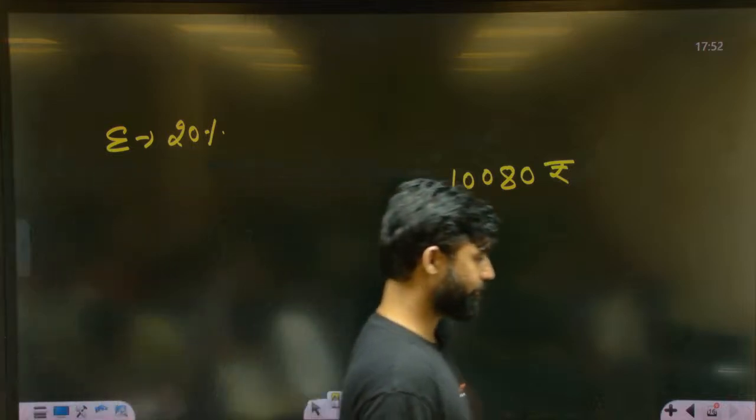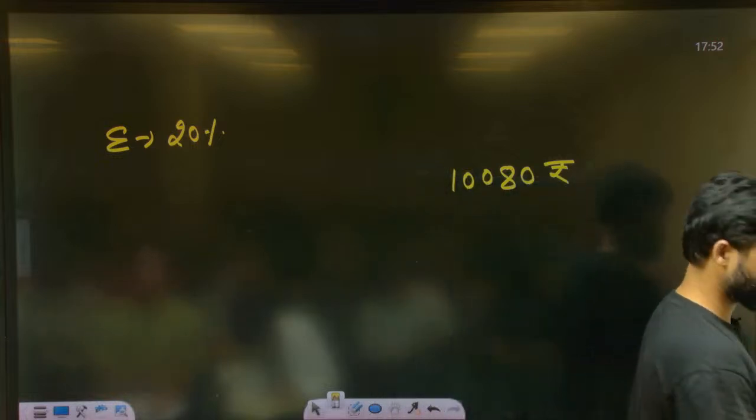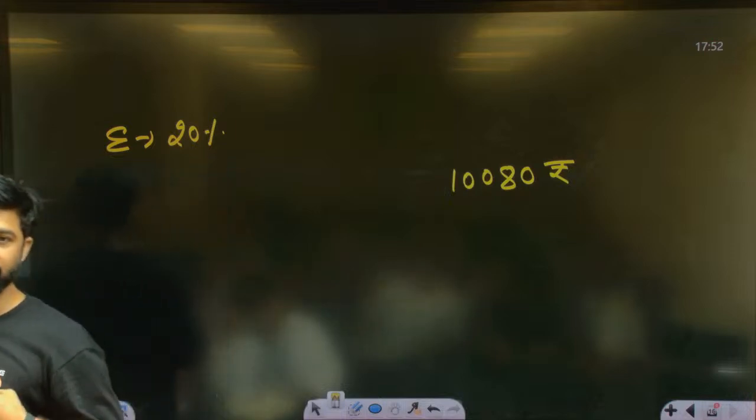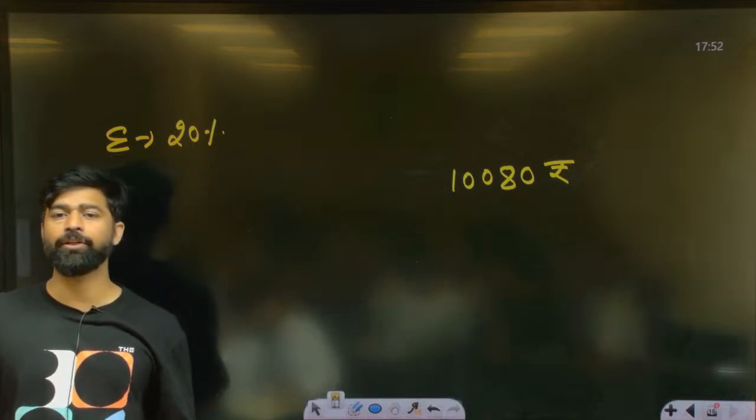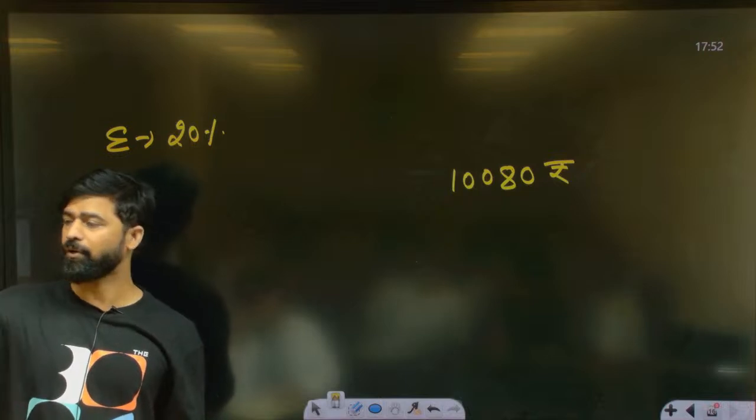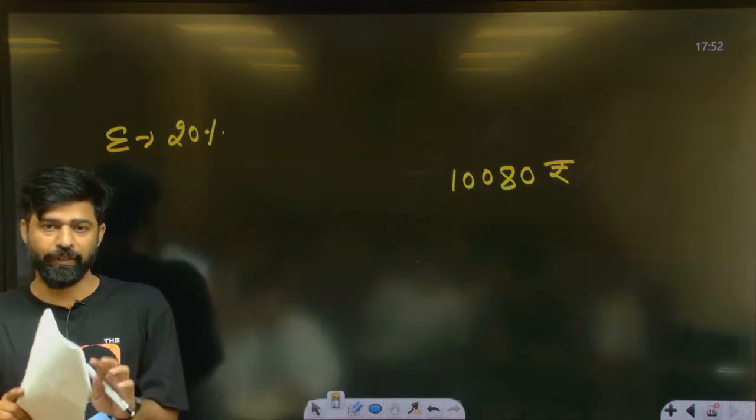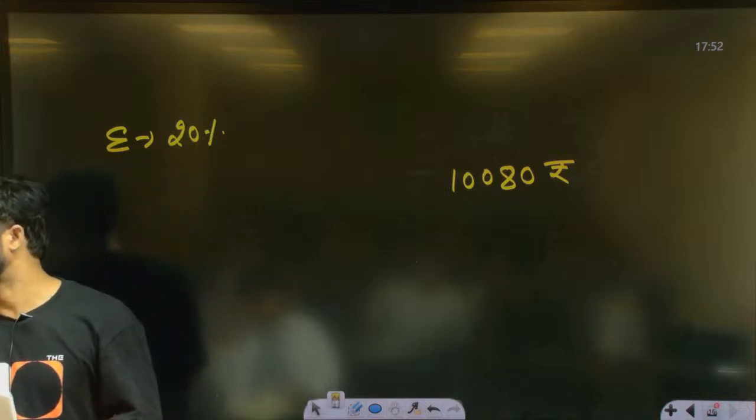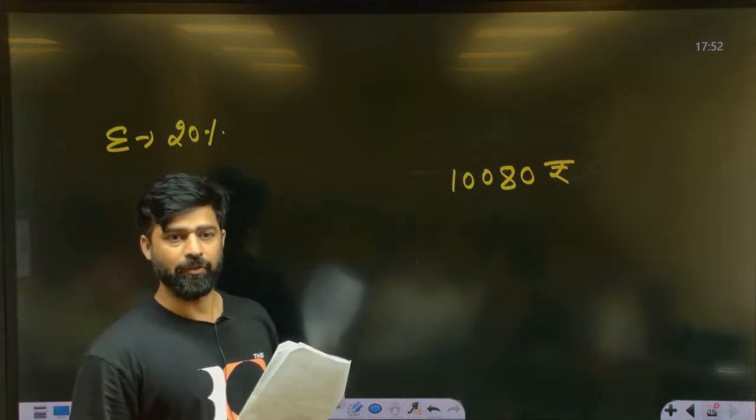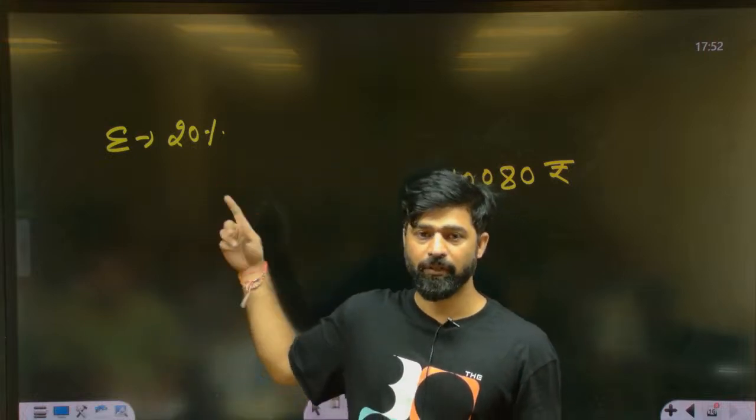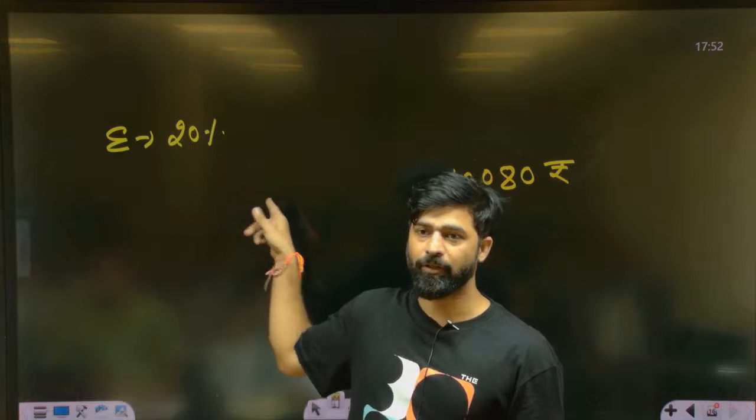Okay, look at the board. Don't worry. First of all, you have to understand this approach because we are going to cover the most important part of percentage, that is election. So you will see one or two questions of elections in your exam. And the approach of doing election questions will be the same as we are going to apply in this question.